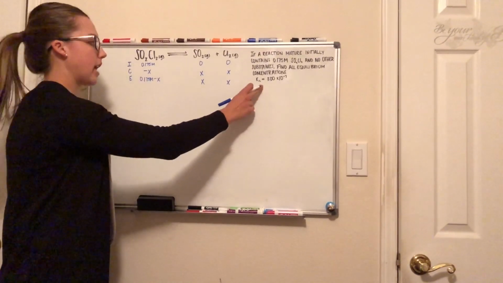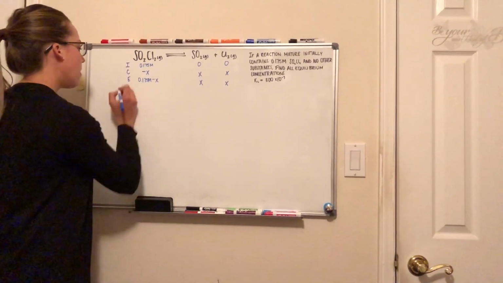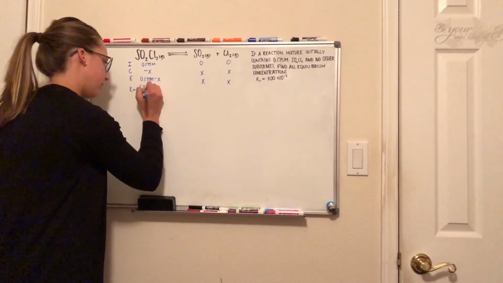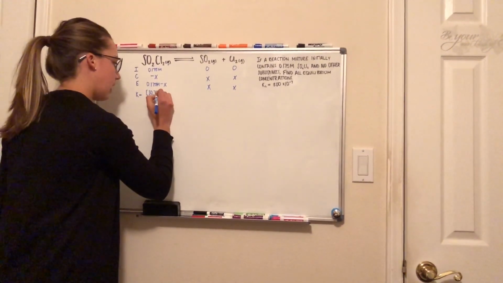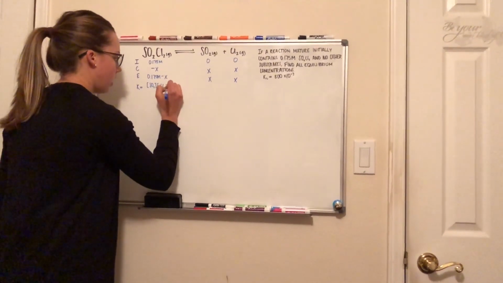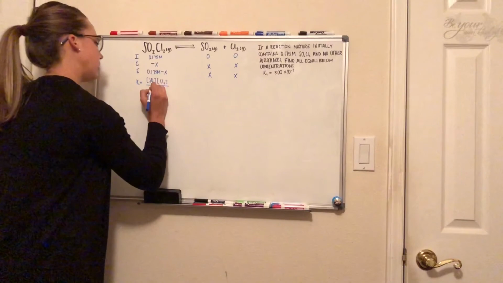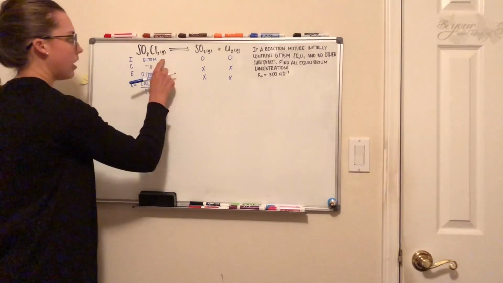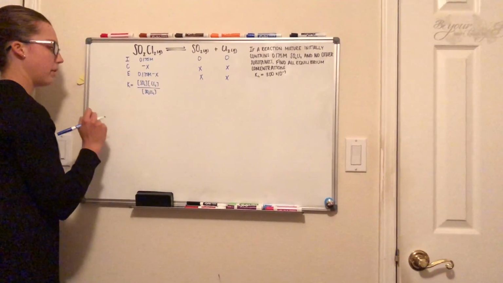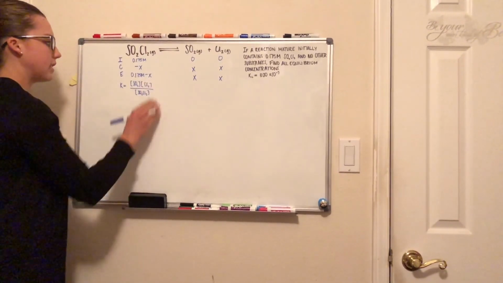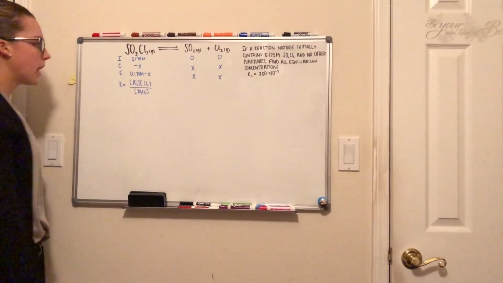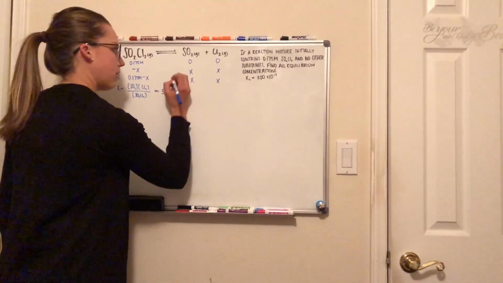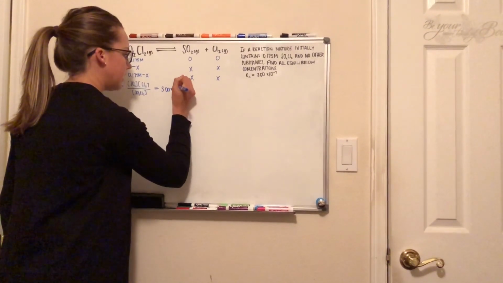Okay, so now if we want to solve for X, all we need to do is write an expression to relate K sub C to concentrations. So K is equal to the concentration of SO2, one of our products, times the concentration of Cl2, our other product, divided by the concentration of our reactant, SO2Cl2. Notice these are all gaseous, which means they factor into our equilibrium equation. And none of them have coefficients, therefore all of these are just raised to the power 1. So this whole expression is equal to our K sub C, which is 3.00 times 10 to the negative 7.